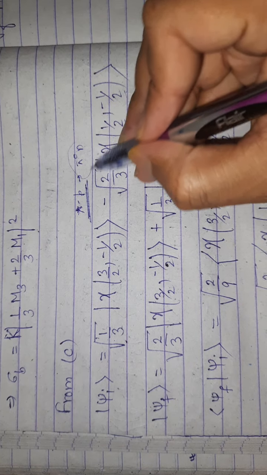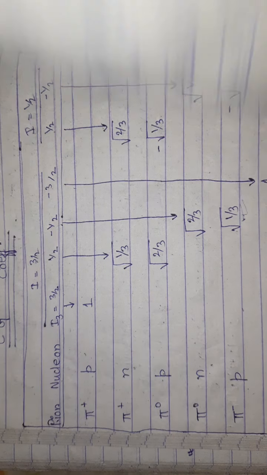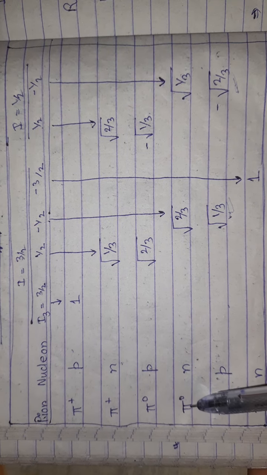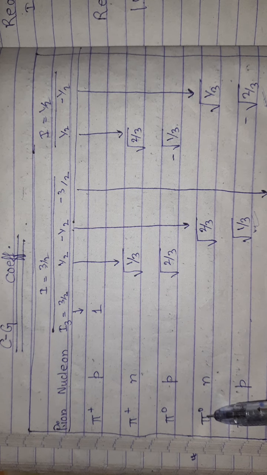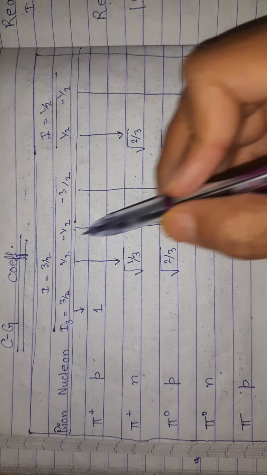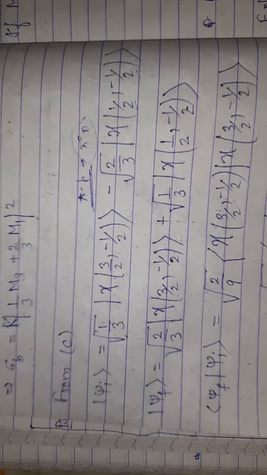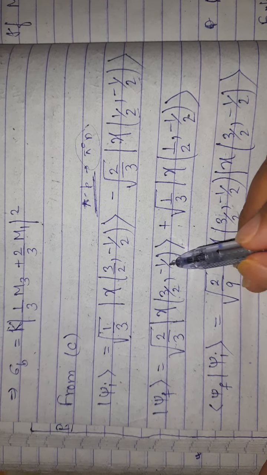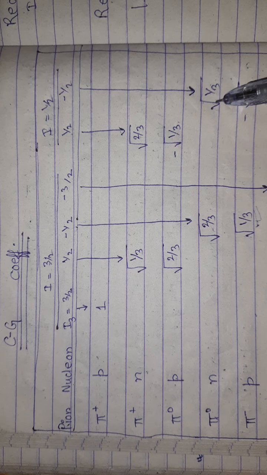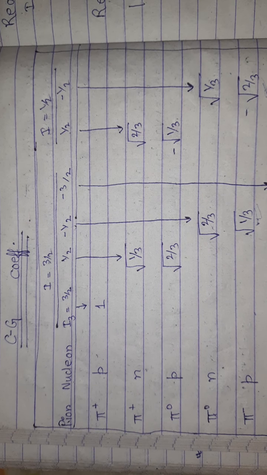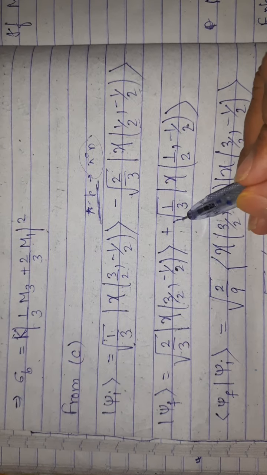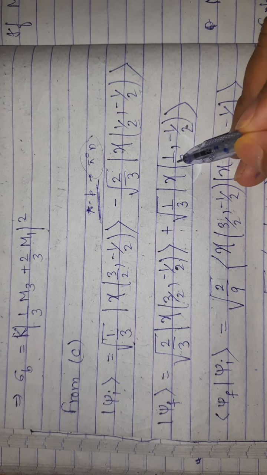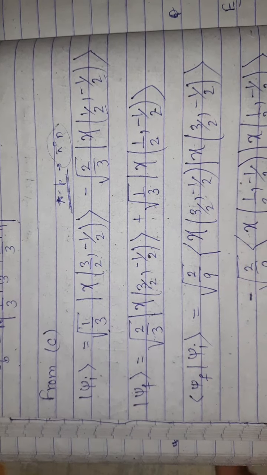Now the final state is pi 0 n. So where is pi 0 n? Here it is. Pi 0 n corresponds to root under 2 by 3 minus half 3 by 2, and then root under 1 by 3 minus half. Now we get psi initial and psi final.